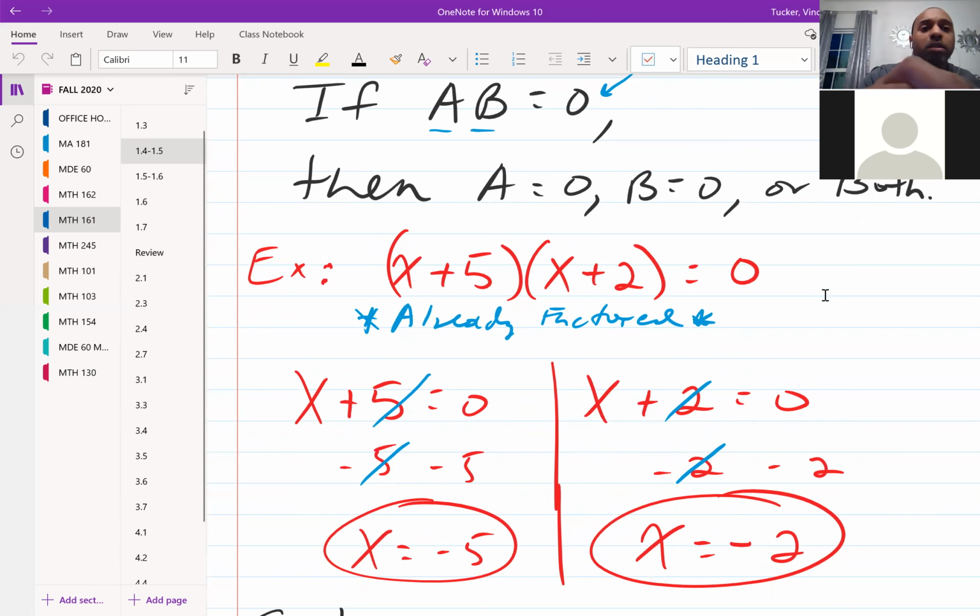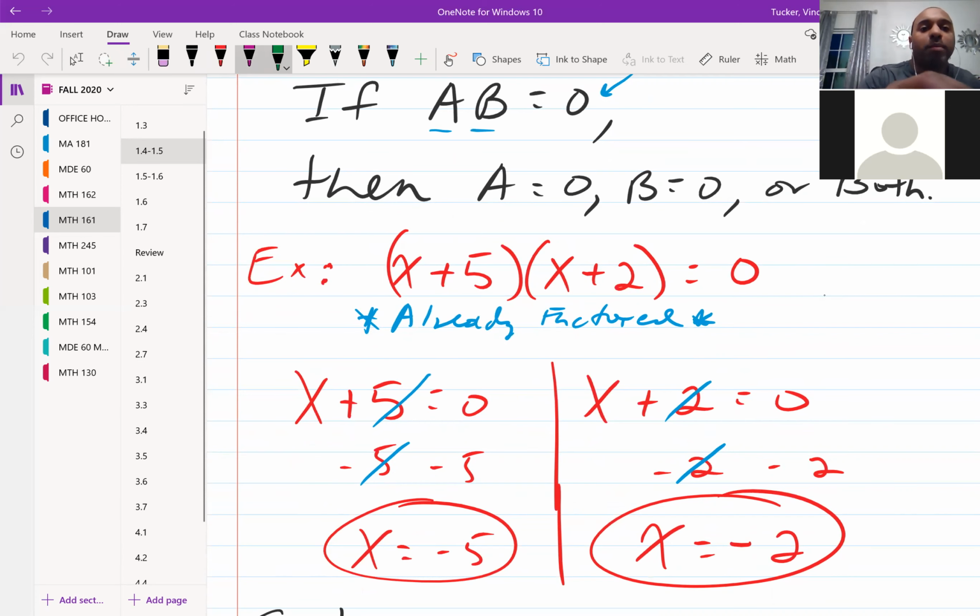So our goal, oh, there were my pens. The goal is to go ahead and factor to get to this scenario. We want to factor completely. Once we factor completely, we can set each piece equal to 0 and then solve.